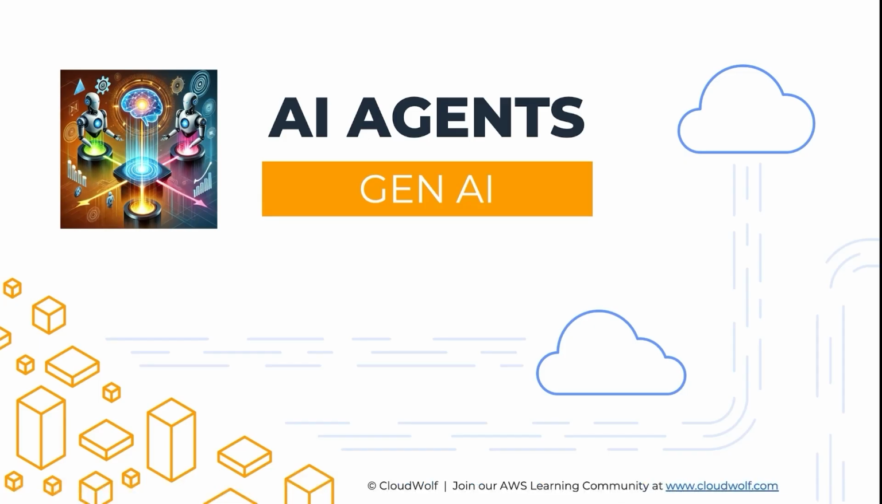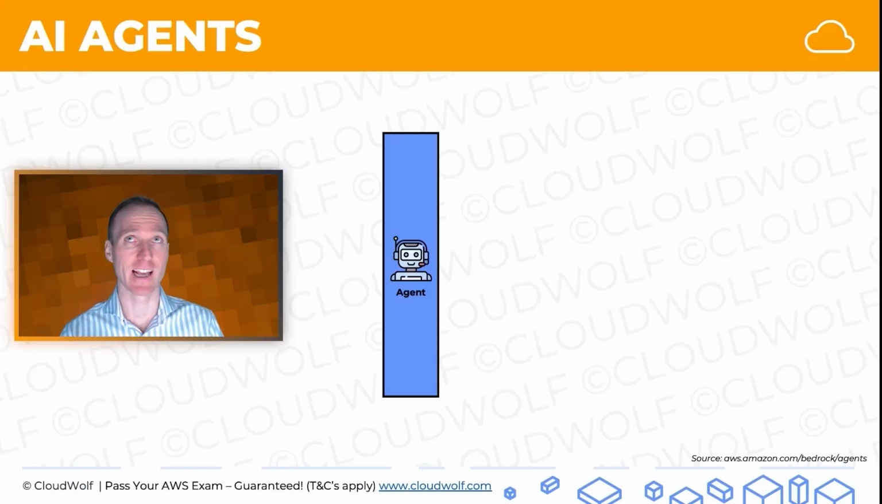Hello and welcome back. Today we're talking about AI agents. All right, so what is an agent? An agent is a model that can execute multi-step tasks.